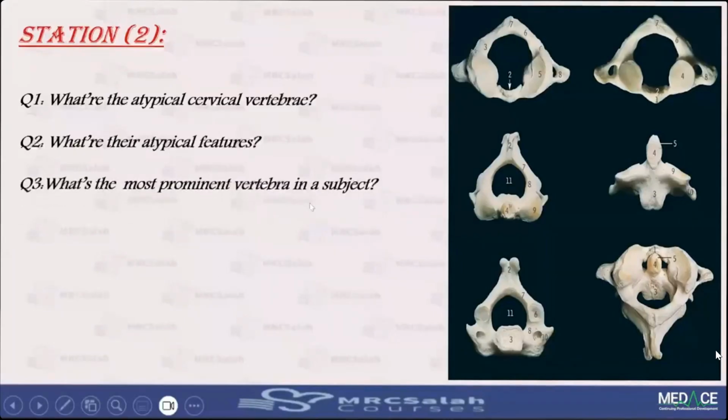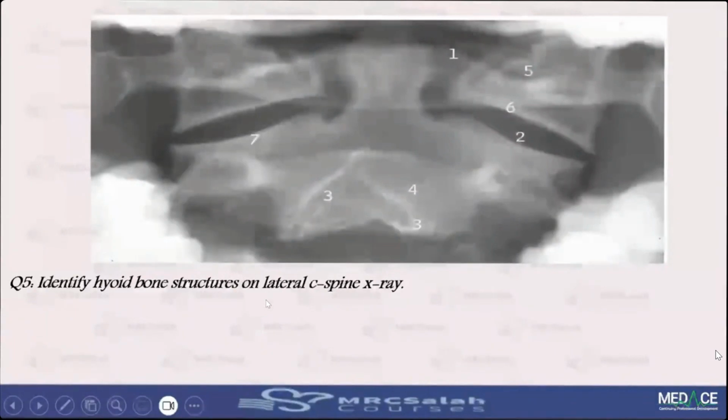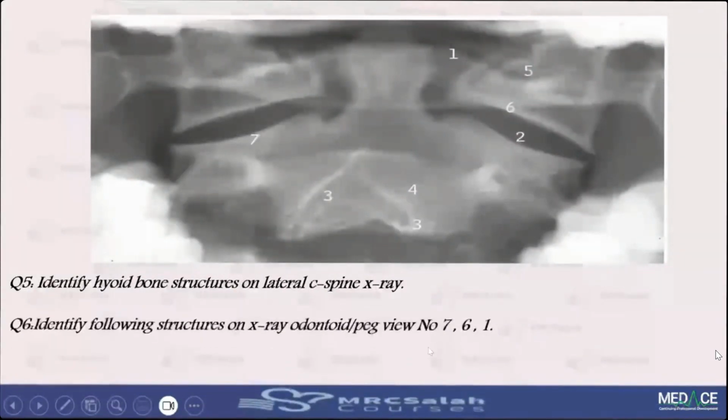And what is the most prominent vertebra in the subject? C7. Why is it the most prominent one? Due to its long spinous process. Considering the picture of the X-ray in front of you, can you identify the hyoid bone? Number 4. Brilliant. In this X-ray, would you identify structures number 7, 6, and 1, please?